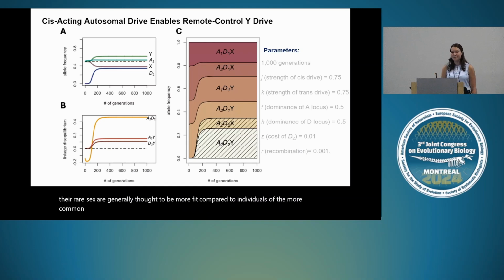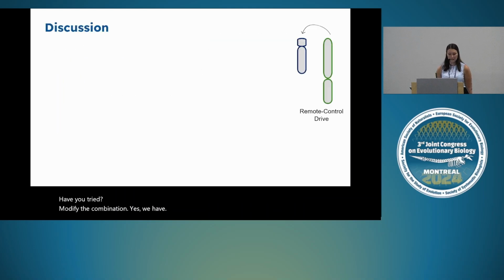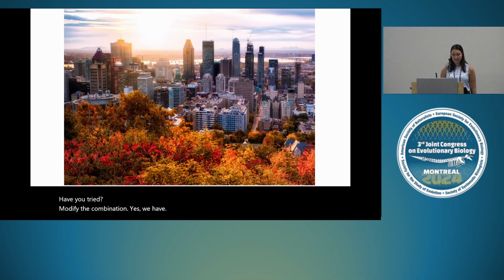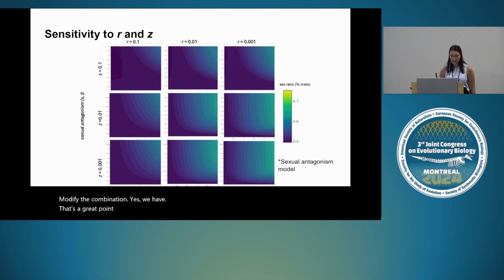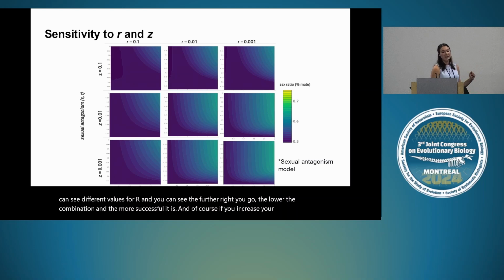Have you tried modifying the recombination parameter? Yes, we have. If you use recombination, it might unlink the DNA. That's a great point, and I do actually have a result to show you. So here along the top, you can see different values for R, and you can see the further right you go, the lower the recombination and the more successful it is. And of course, if you increase recombination, here on the far left, you have 10% recombination. In that case, you do see a much less successful model.